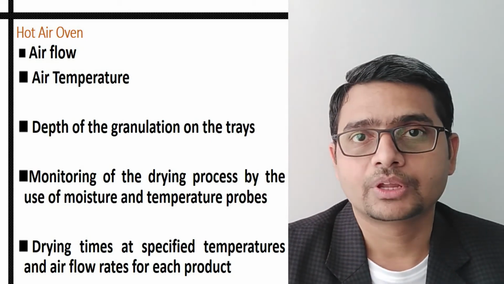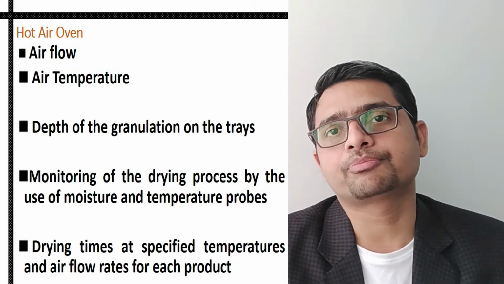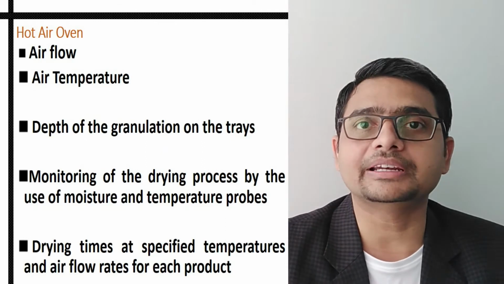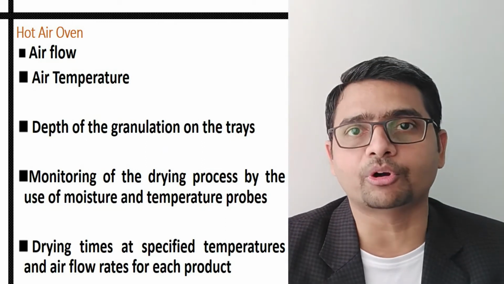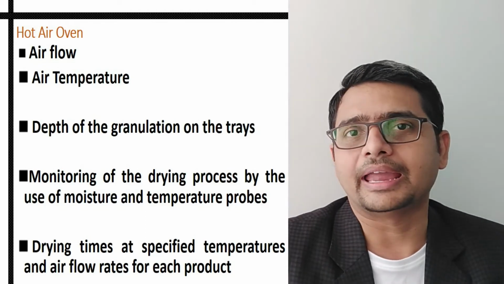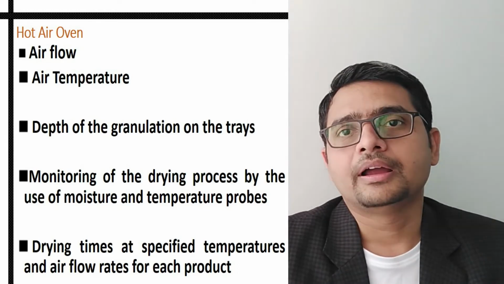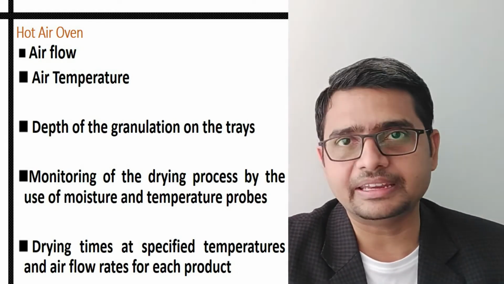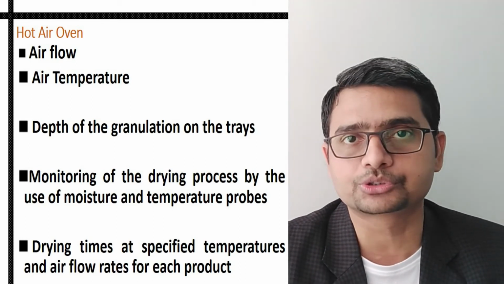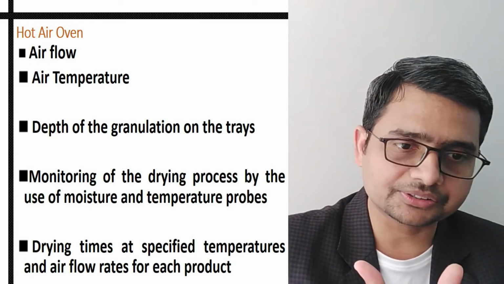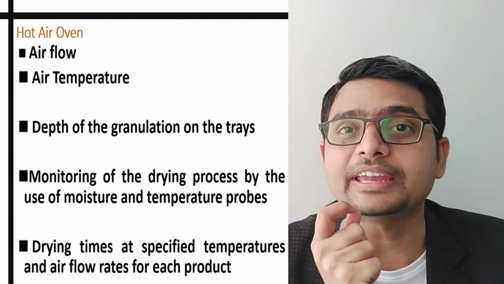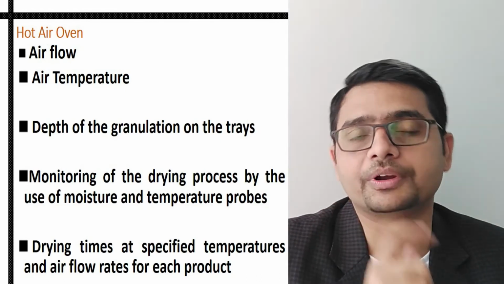Continuous monitoring of the drying level. Different kinds of moisture analyzers are used in the pharmaceutical industry. Continuously we have to measure the moisture with the help of different kinds of temperature probes. I can give a simple example: in the pharmaceutical industry, one of the very fine companies is Mettler Toledo, where different kinds of moisture analyzers are used. Next, drying time at a specific temperature and the flow rates of each product are also important.